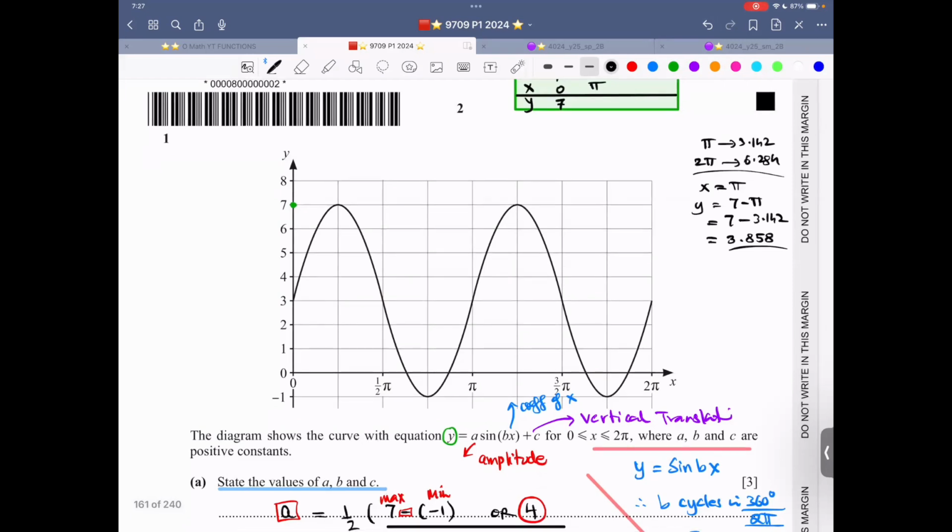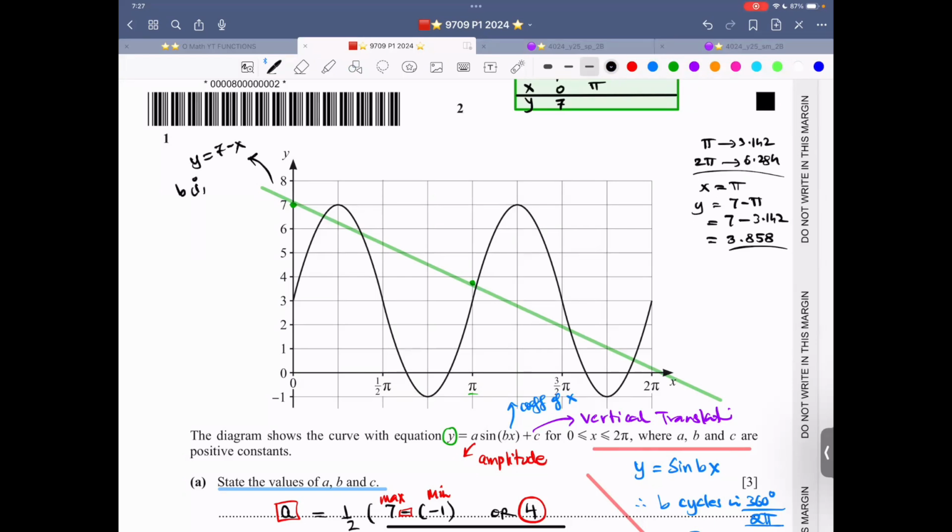Now let me mark this particular point. So it's pi over here, and then 3.86 almost over here. That is another point. So now you have 2 points. Just grab a ruler or a marker or whatever you find convenient, and draw a line like this. And that's how this line is drawn, which is the green line, y is equal to 7 minus x. This is for B part 1.